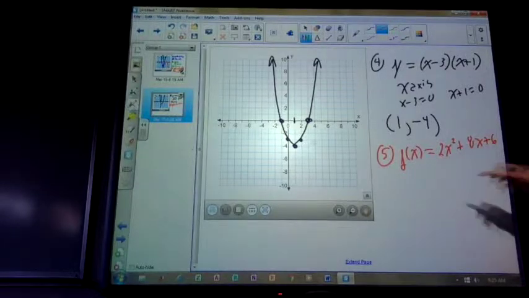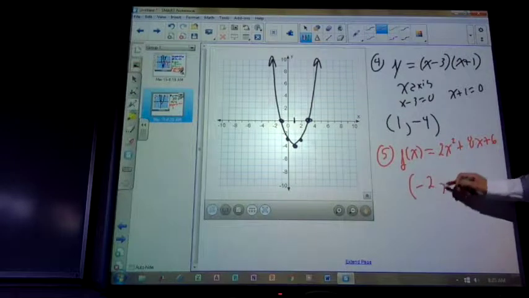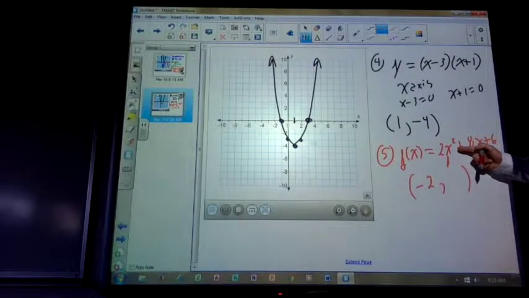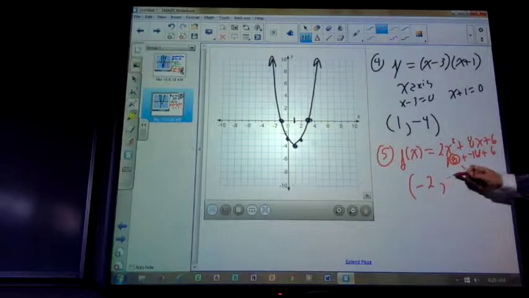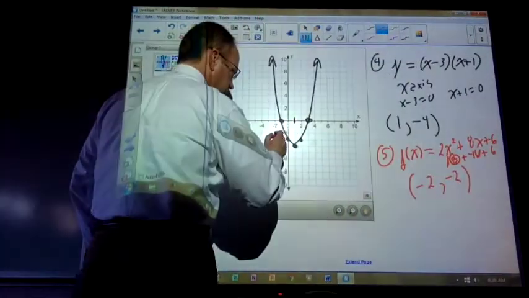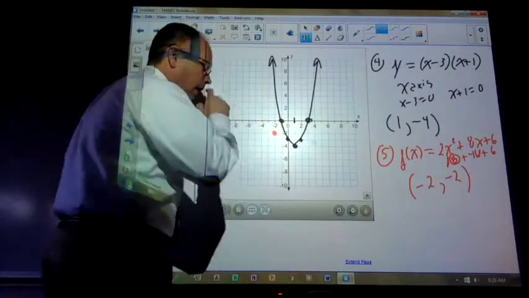Negative 2. Good. Now this is where you've got to be cautious. I'm plugging a negative here and a negative here. What is negative 2 squared? Positive 4. Positive 4 times 2 is 8. So I'll make that an 8 plus negative 16 plus 6. So 8 minus 16 is negative 8. Negative 8 plus 6 is negative 2. So negative 2 is where this one exists right there.